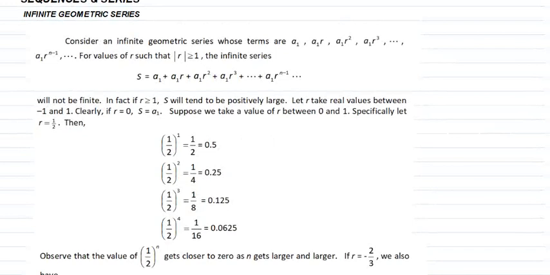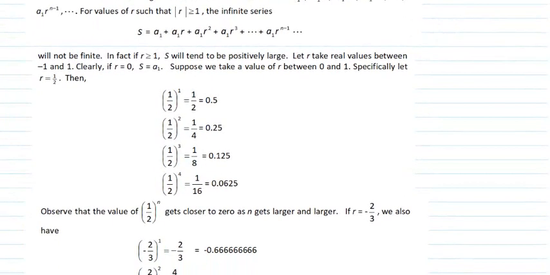But since this is infinite, presumably we cannot determine the last value, so we could represent it as a sub 1 r raised to n minus 1 for values of r such that the absolute value of r is greater than or equal to 1. Then the infinite series would be S is equal to a sub 1 up until a sub 1 r raised to n minus 1, and meron pang mga values after that one, will not be finite. And in fact, if r is greater than or equal to 1, S will tend to be positively large.